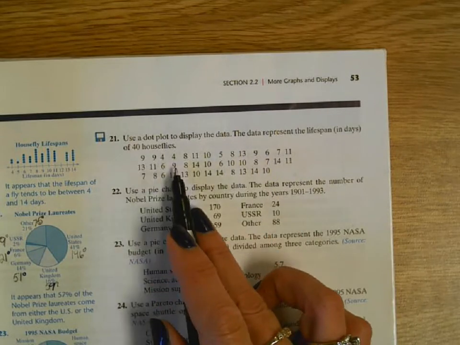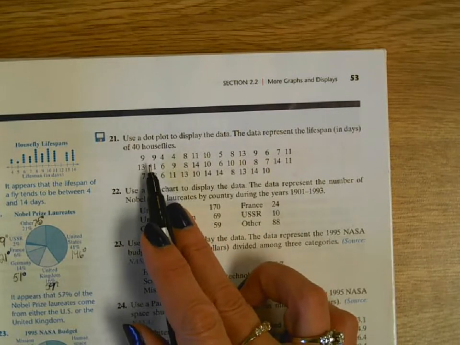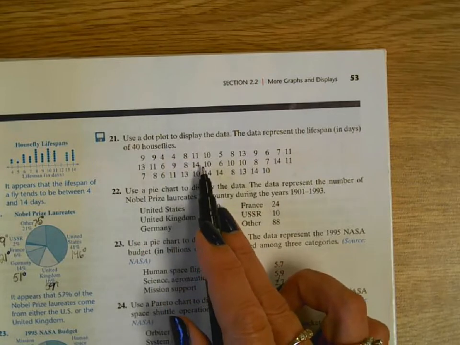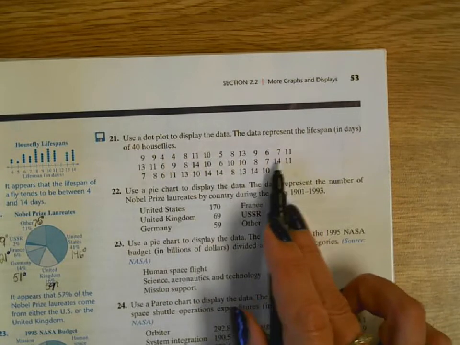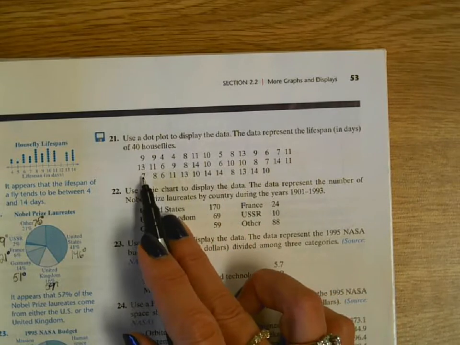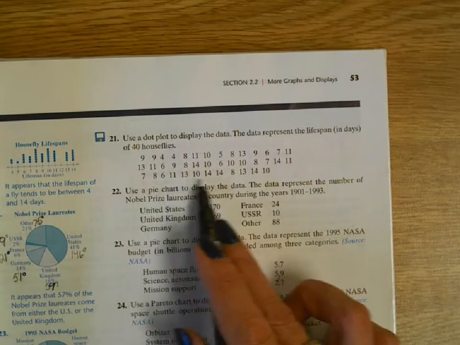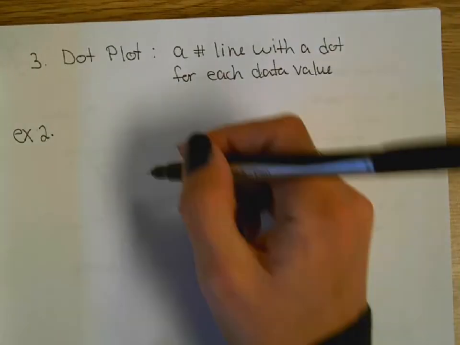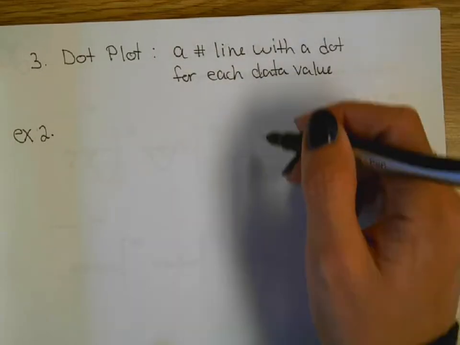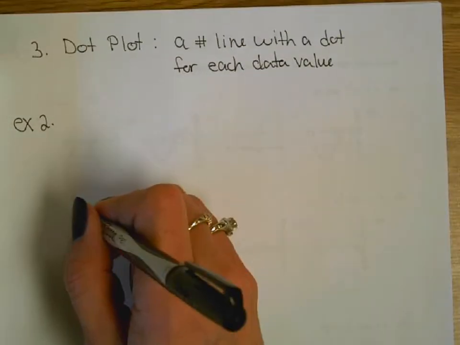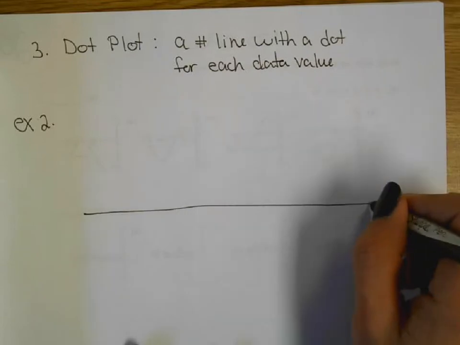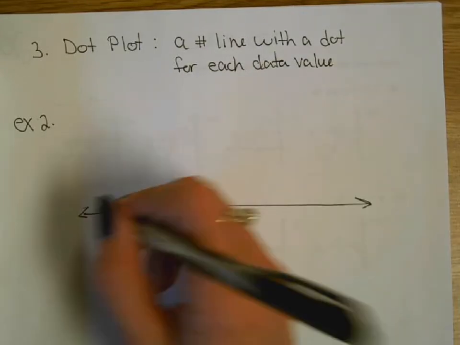But I do need my highest and lowest. Let's see. How long is the longest a fly lived? 14? 14 seems to be the highest. The lowest number of days, 4. So I need a number line that goes from 4 to 14. So leave some vertical space. Our dots are going to go above. So I'm going to come down a little bit, making a number line that goes from 4 to 14.